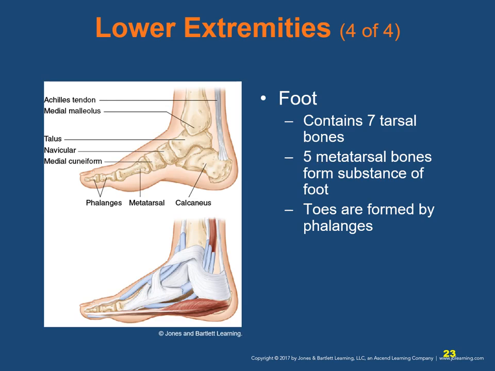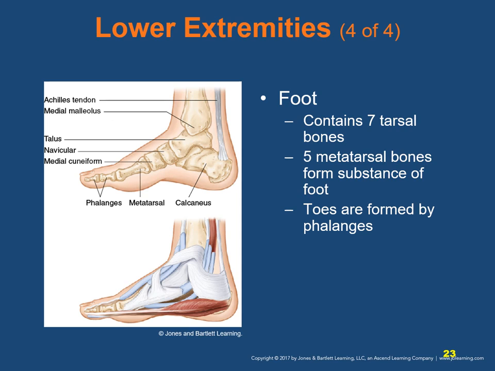The foot contains 7 tarsal bones. The talus and calcaneus are the largest bones. The talus joins with the distal tibia and fibula to form the ankle joint. The calcaneus forms the prominence of the heel. There are 5 metatarsal bones that form the substance of the foot, and the plantar surface is the bottom surface of the foot, while the dorsum is the top of the foot.